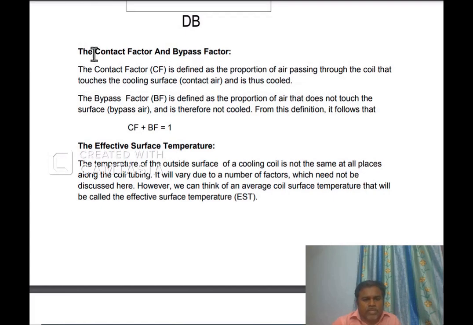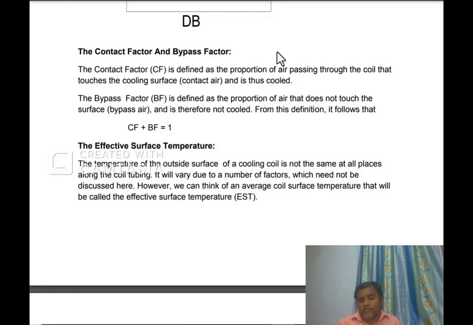So you can see here, this is the contact factor and bypass factor. Contact factor is defined as the portion of air passing through the coil that touches the coil. Suppose you can see a radiator coil or any cooling coil. When we blow air through the coil, if air passes through the coil and touches the surface of the coil where the refrigerant is going, it is called the contact factor, and thus it is cooled.